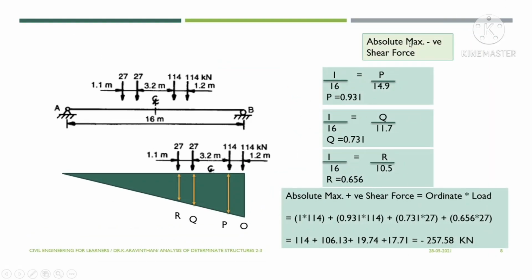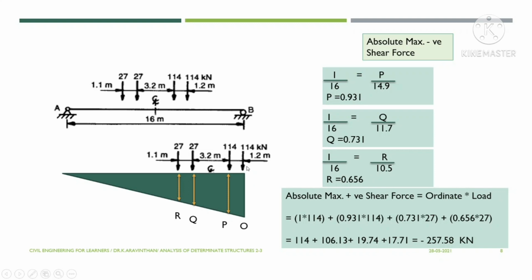So this is 210. So let us check that. Okay, if I want to find absolute maximum negative shear force, I will be placing the load just left hand side to the point B. And this is for the case of negative, so I have inverted the triangle. So the first ordinate is known, this is 1, and the rest of the ordinates have to be found out. We know that the distances are the same, so you can find the ordinates, and the ordinates will be similar to the positive shear force.